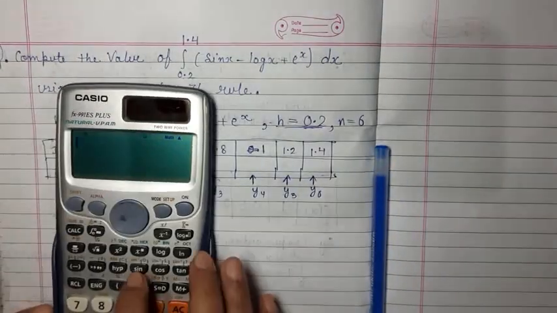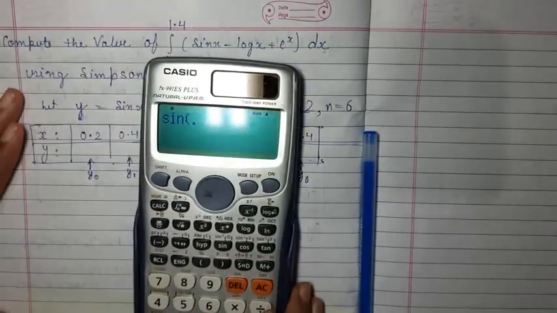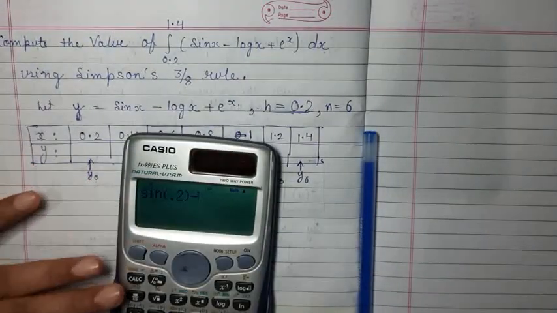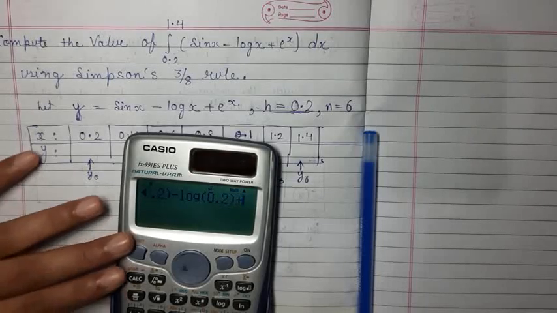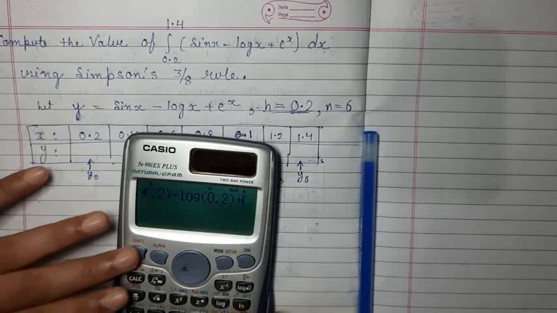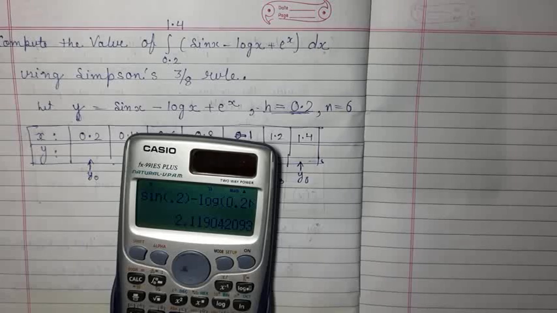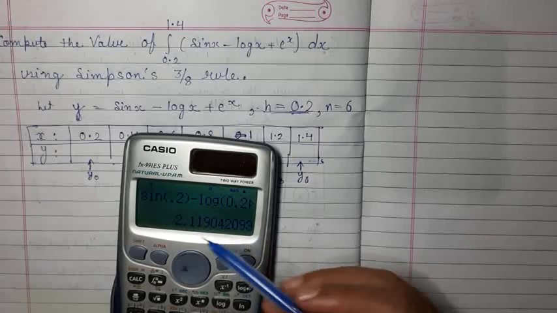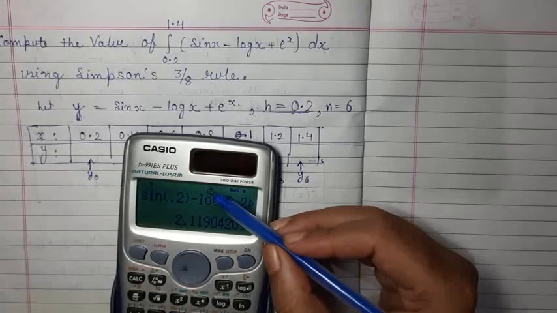See here, sin 0.2, afterwards minus log 0.2, afterwards plus e to the power 0.2. If you calculate this, you will get the value 2.111190429093. But we have to check that here we have considered this in radians.